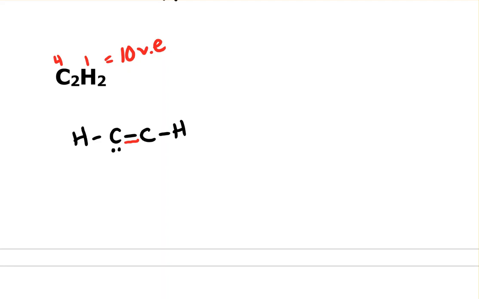So the rule says I move a lone pair in. So I can move in this lone pair. I'm going to put it on that side to make another bond. And now you can see that each carbon, that carbon has 8. And this carbon has 8. So that's good. So we ended up having a triple bond.